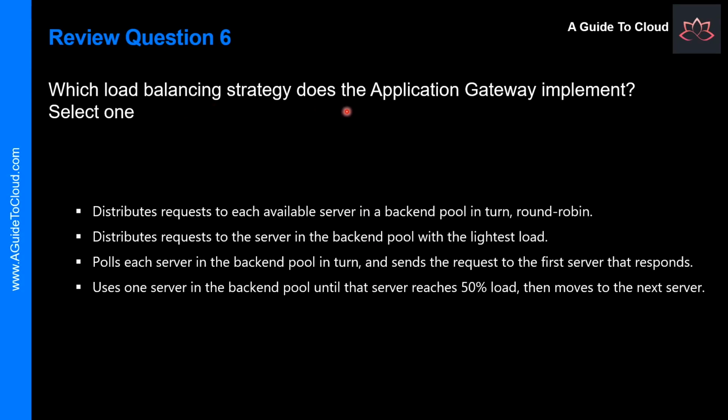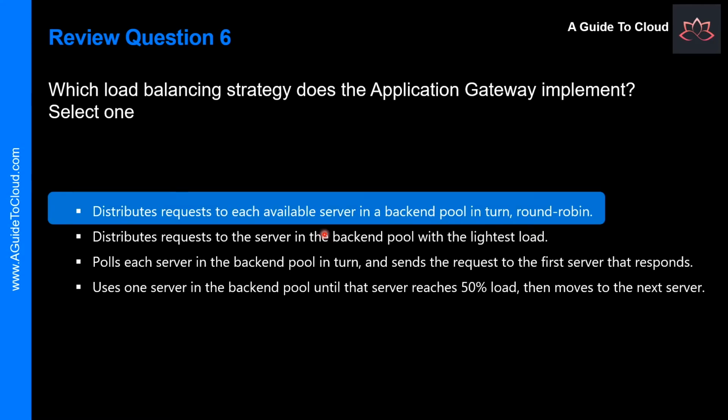Which load balancing strategy does the Application Gateway implement? You need to select one answer. Is it distribute requests to each available server in the backend pool in turn, round robin? Absolutely correct. So we hit the jackpot. So the first statement itself is correct. So Application Gateway distributes requests to each available server in the backend pool using the round robin method. So that's the strategy Application Gateway implements.